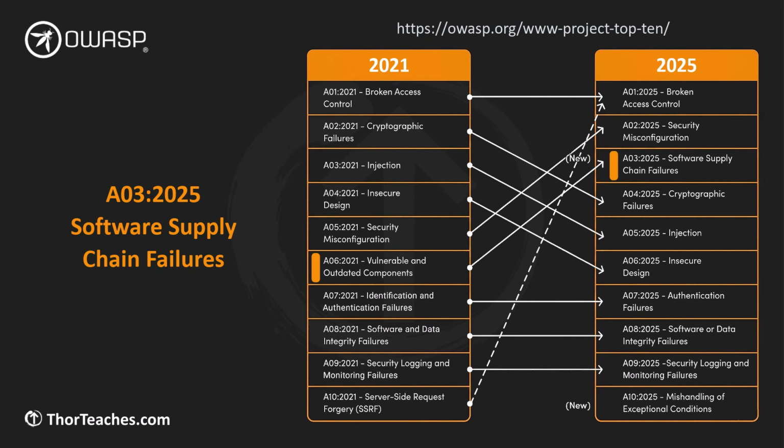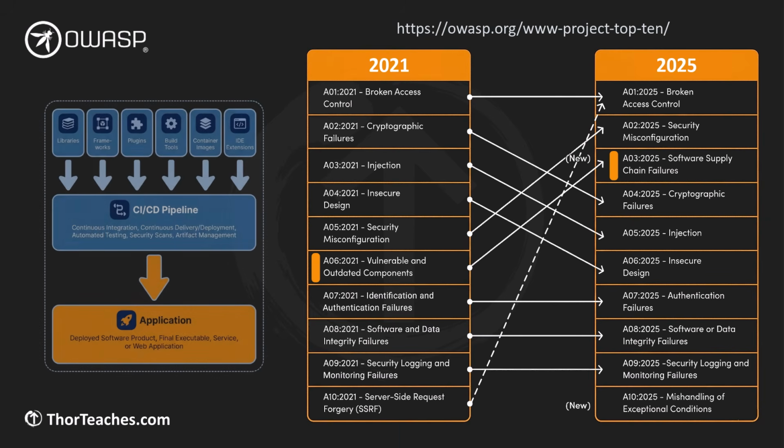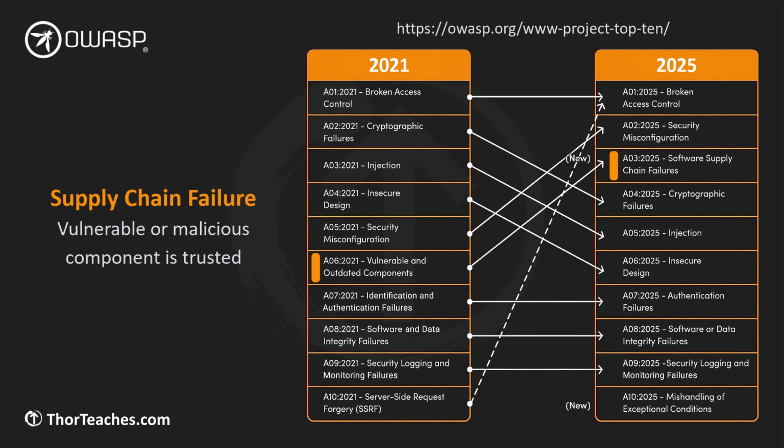Next, we have A3. That is software supply chain failures, and this one has grown far beyond just using components with known vulnerabilities. Today, your application isn't just the code your team wrote, it's also the libraries, frameworks, plugins, build tools, container images, IDE extensions, and the whole CI/CD pipeline that glues everything together. A supply chain failure is when something in that chain is vulnerable or malicious, and you pull it into your environment and trust it. That can be an outdated library with a known critical flaw.